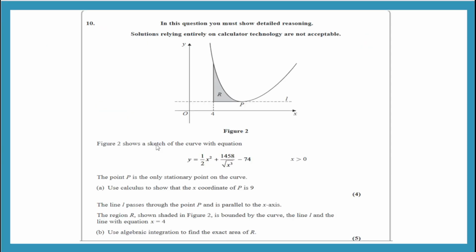For the 10th question, the figure shows a sketch of the graph with equation y equals 1 by 2 x squared plus 1458 by root x cubed minus 74. And it is given that P is the only stationary point on the curve. And we need to show that the x-coordinate of P is 9.